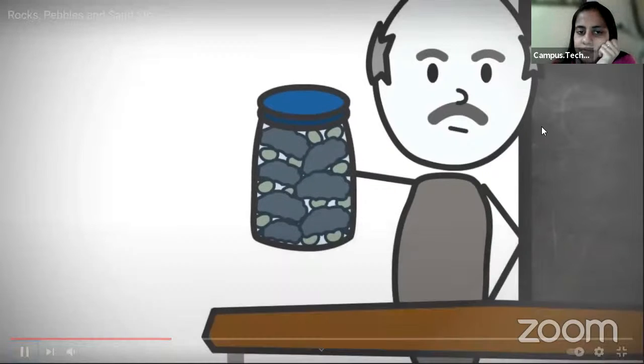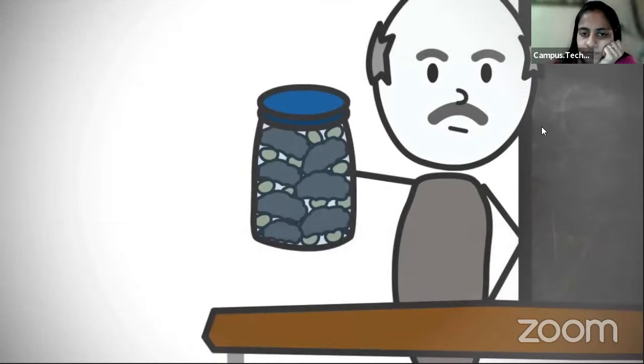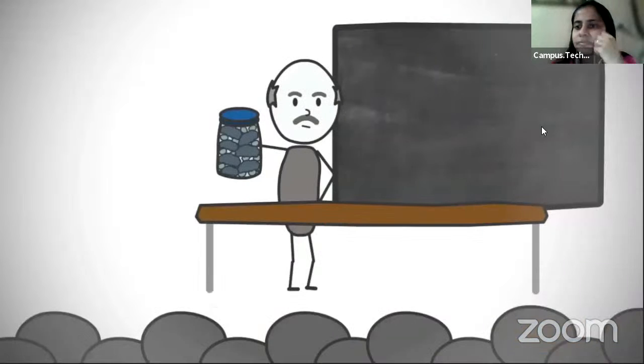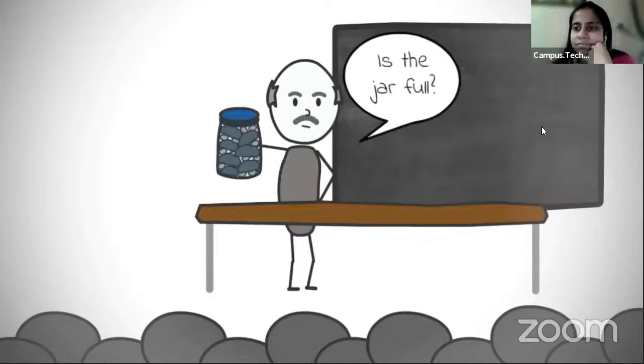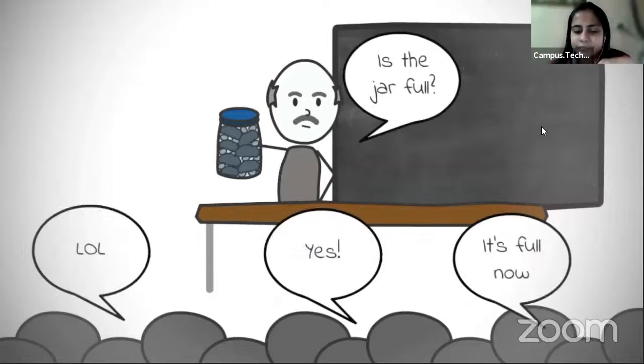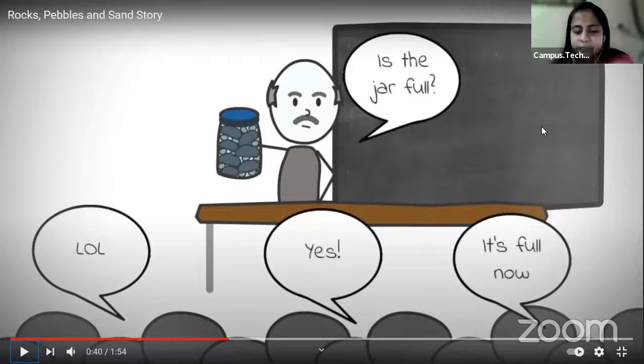Shook the jar lightly and watched as the pebbles rolled into the open areas between the rocks. The professor then asked the students again if the jar was full. They chuckled and agreed that it was indeed full this time. With a lot of confidence, all the students said yes, the jar is full now. There is no scope for adding anything in this jar now.